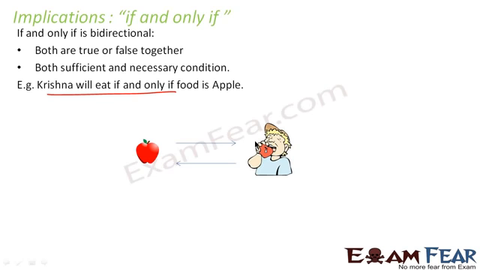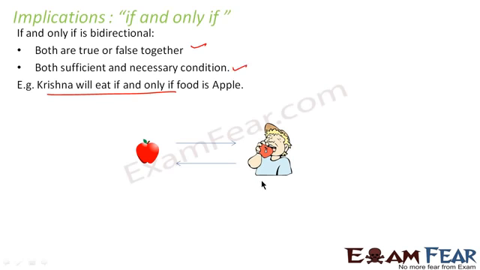Correct. Let's suppose this part is hidden from us and we were told that Krishna ate food, then we can say that the food he ate is apple, because we know the condition that Krishna eats if and only if it is apple. And if there is a food called apple and we want to find whether Krishna will eat or not, we can say Krishna will eat, because the condition is Krishna will eat if and only if food is apple. So in case of if and only if, it's bi-directional. That means both the statements are true or false together, and both are necessary and sufficient conditions.